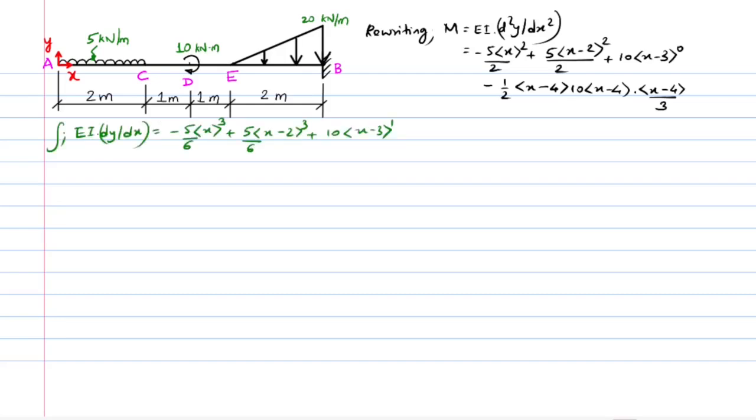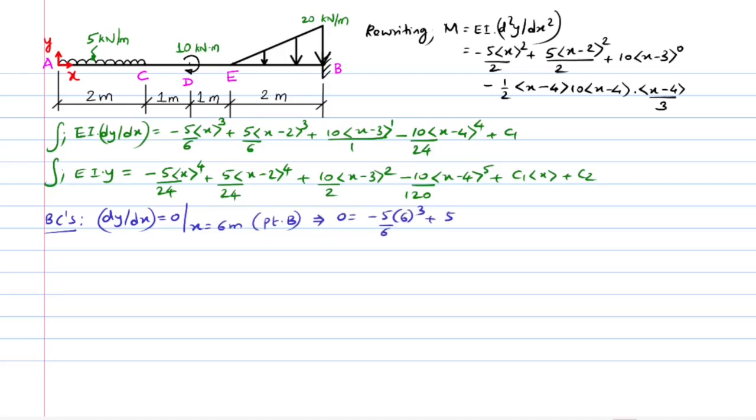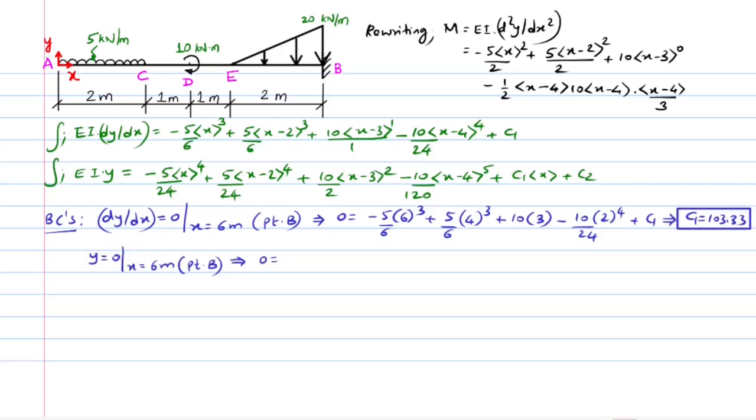The terms in the bending moment equation are integrated once and twice. The boundary conditions are introduced, namely the slope at the fixed end equals 0 and the deflection at the fixed end also equals 0. We therefore get the values of the unknown constants as C1 equal to 103.33 and C2 equal to minus 445.66.